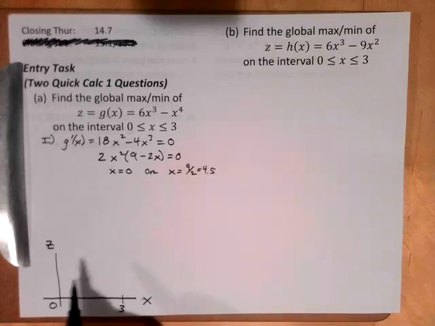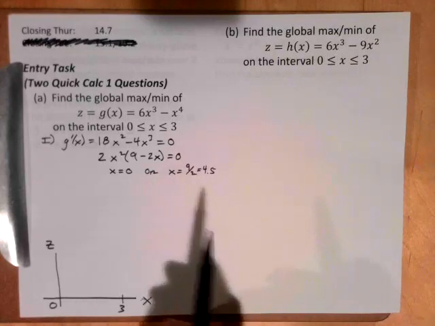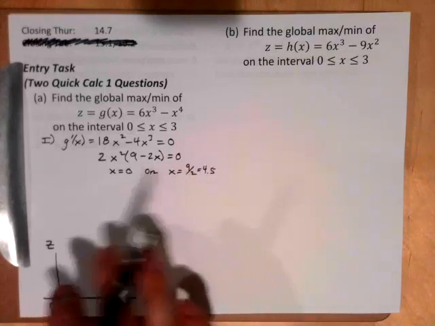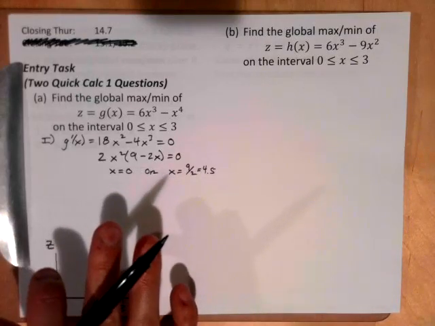Those are the only two places where it's possible for this function to have bumps. If your goal was to classify them, you could do second derivative tests, you could do first derivative tests, there are all sorts of methods, but that's not the goal here. The goal is just to find the biggest overall.